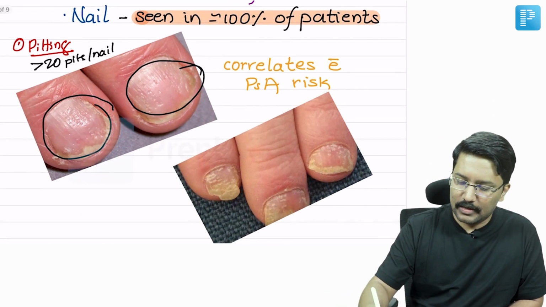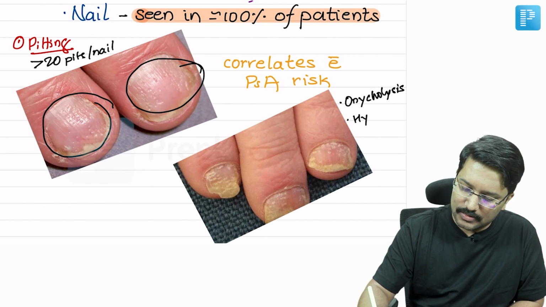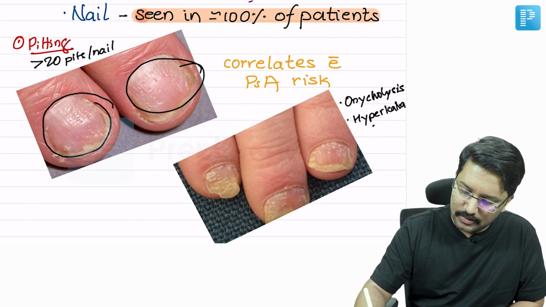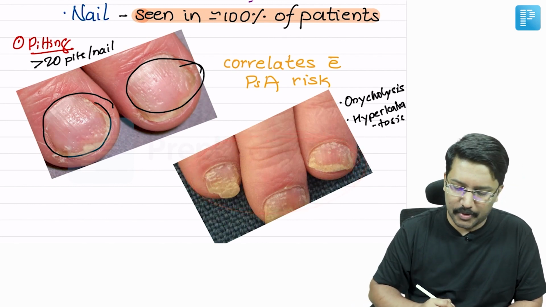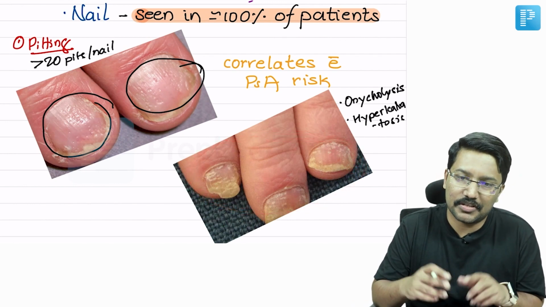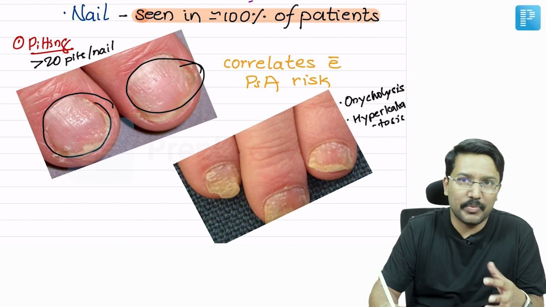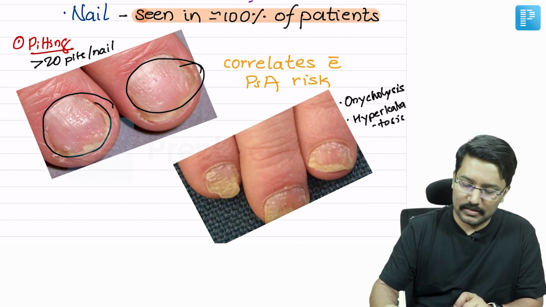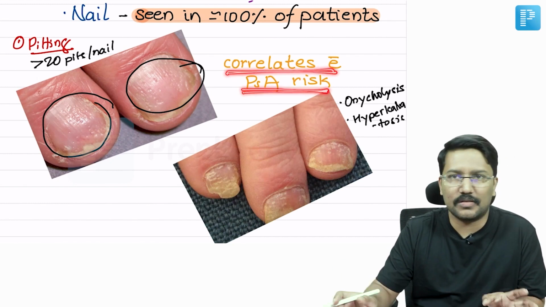Other than that, we can also notice onycholysis, yellowish discoloration of the nails, and also hyperkeratosis. Those changes you can appreciate in the adjacent image, right? You can appreciate in this image hyperkeratosis, distal yellowish discoloration, and onycholysis. So before we move on, let me reiterate again: nail changes correlate with the psoriatic arthritis risk in psoriasis patients, right?